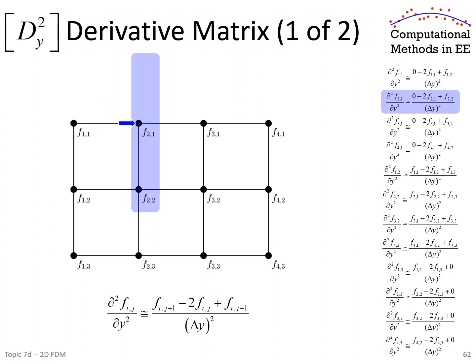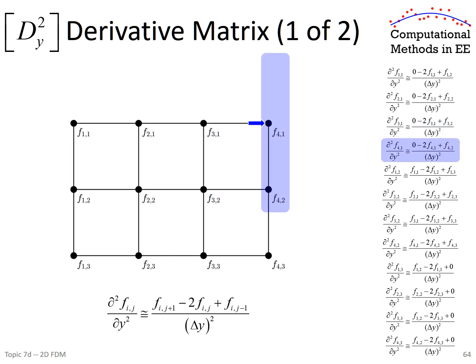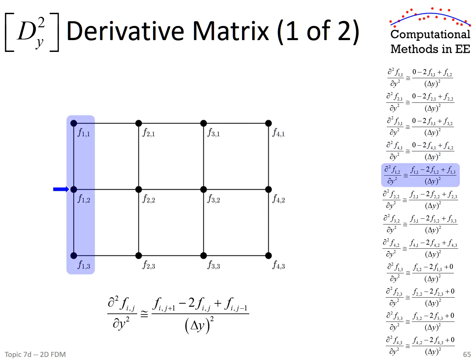Move on to the next point. We have a similar boundary condition problem because it's reaching above the grid. So we just have the 0 minus 2 times F21 plus F23 divided by delta y squared. Move on to our finite difference equation for F31. Still have a boundary condition problem. Move on to our finite difference equation for F41. Still have a boundary condition problem because we're reaching above the grid. When we're done here, we move to the next row.